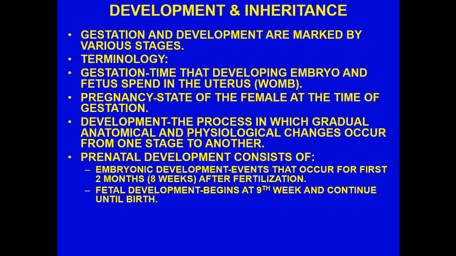When we talk about prenatal development, this consists of two parts: embryonic development, hence we call the developing life an embryo. And these are the events that occur for the first 2 months of life after fertilization. So basically from the point of fertilization for the next 2 months. After that point, we get fetal development, which begins at the 9th week and continues until birth.